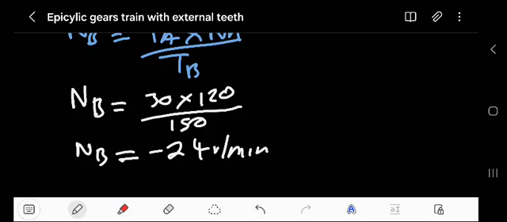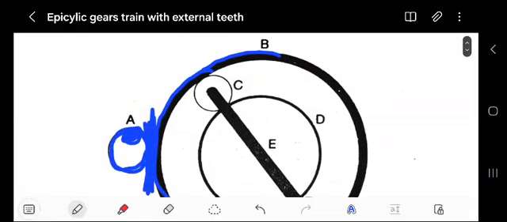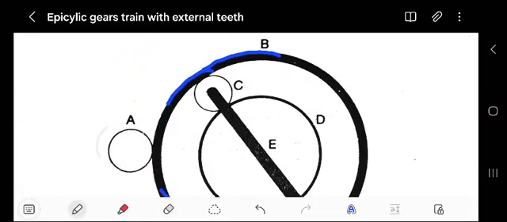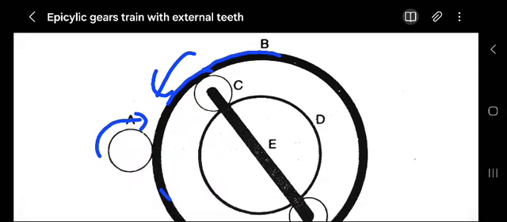Someone can ask me why I say minus 24 revolutions per minute, why negative. It is because A will be rotating in that direction. We consider it as rotating that side, then B will be rotating in the opposite direction. So yeah, that is what we have. Fine.